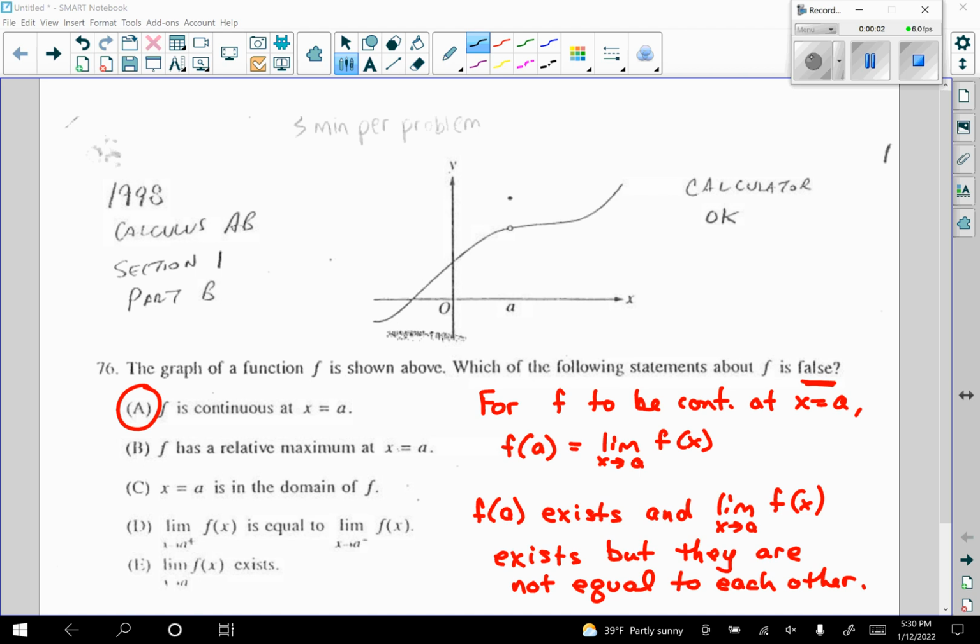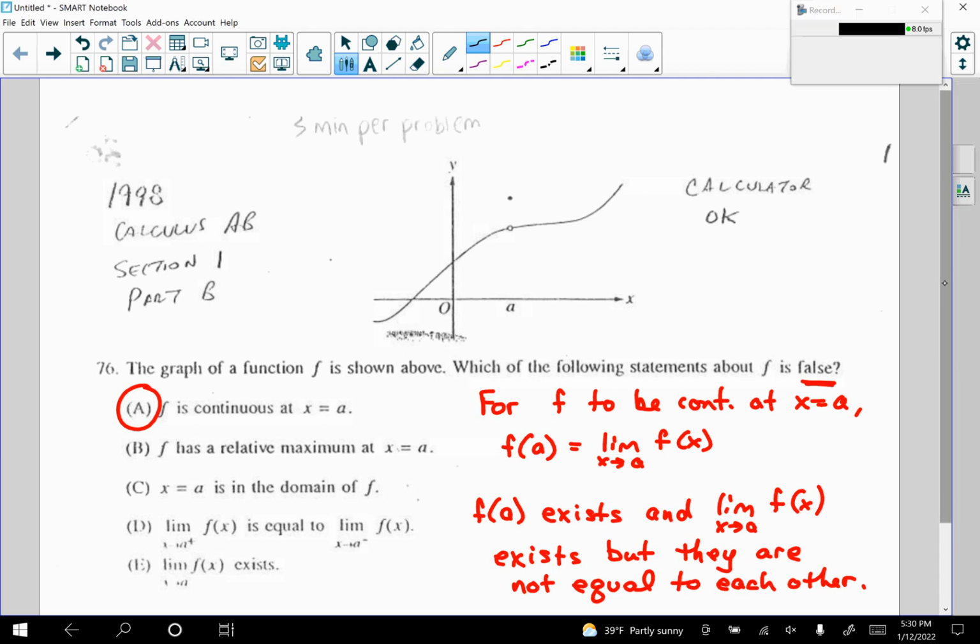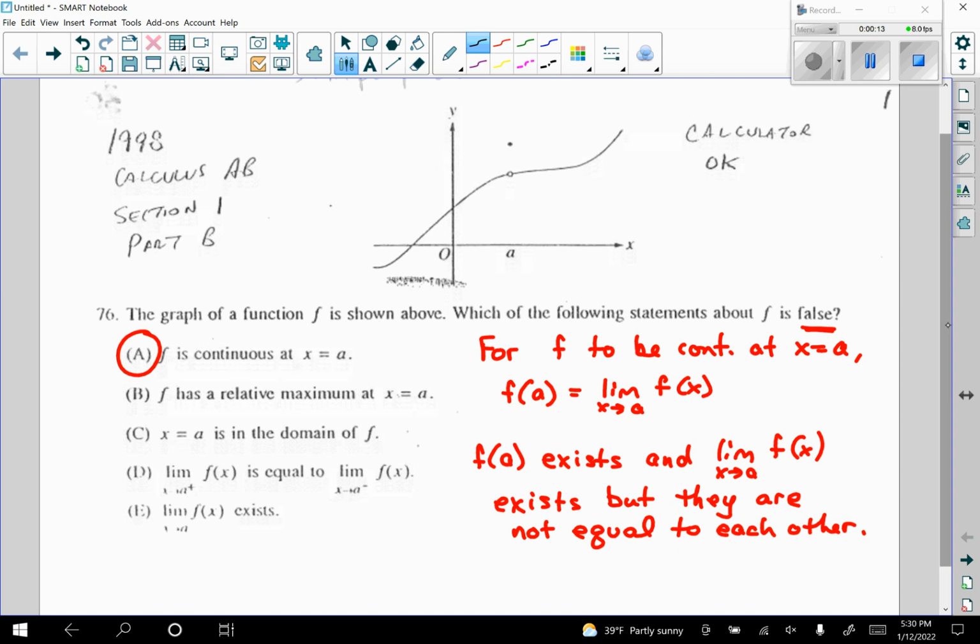Here are the solutions to the 2 AP practice problems I assigned yesterday. All right, so taking a look at 76, we're given this graph, and it says the graph of a function f is shown above. Which of the following statements about f is false? Well, right away, it is going to be A.